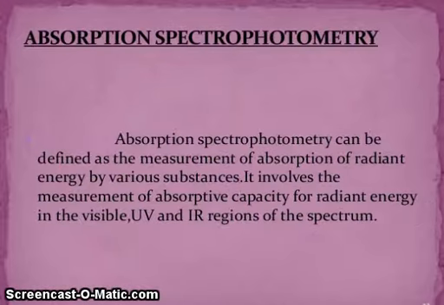So, absorption spectrophotometry. Absorption spectrophotometry can be defined as the measurement of absorption of radiant energy by various substances. It involves the measurement of absorption specificity for radiant energy in the visible, UV and IR regions of the spectrum.